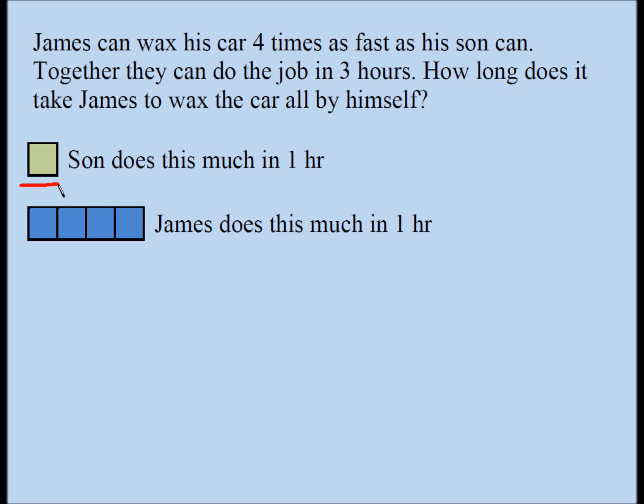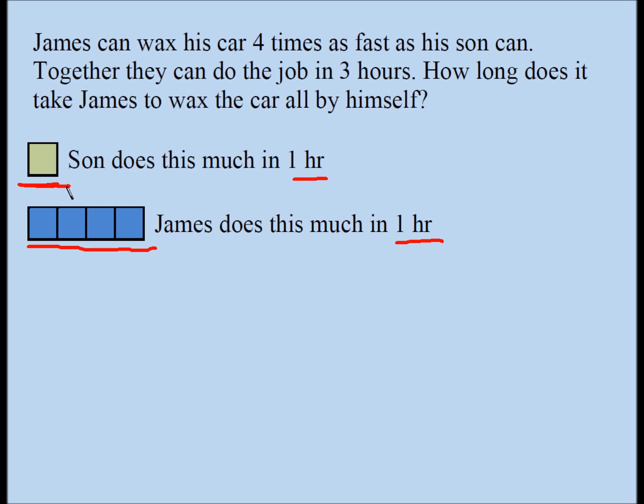We're going to assume the son does 1 square in 1 hour. Since the dad is 4 times as fast, he's going to do 4 identical squares in the same 1 hour. This is a very important step, and you want to pause the video and reflect on it and make sure you get it. I'm going to repeat that once again.